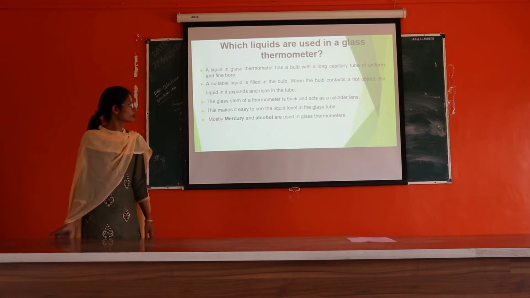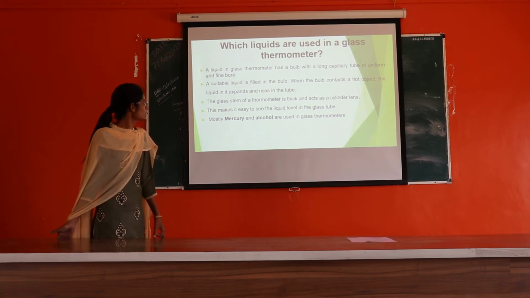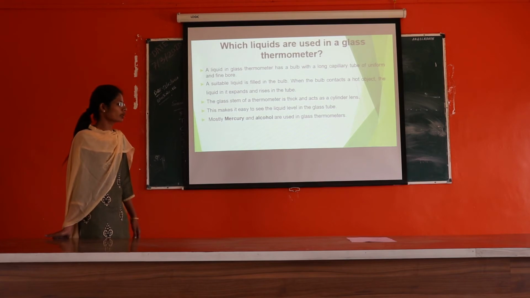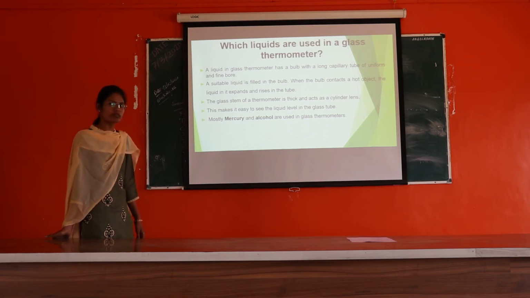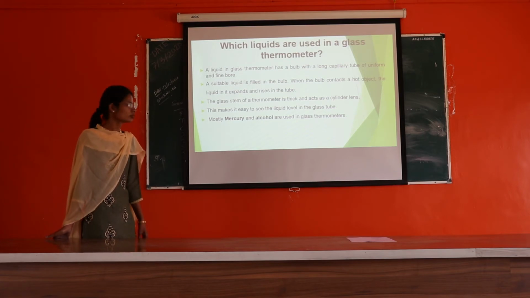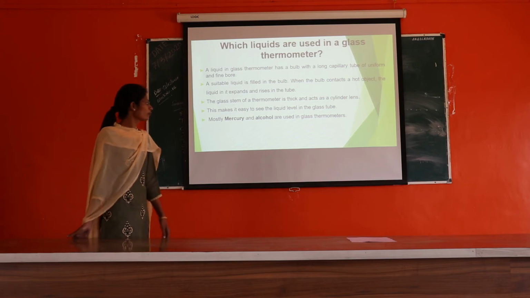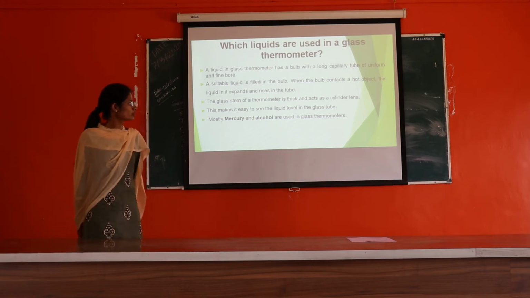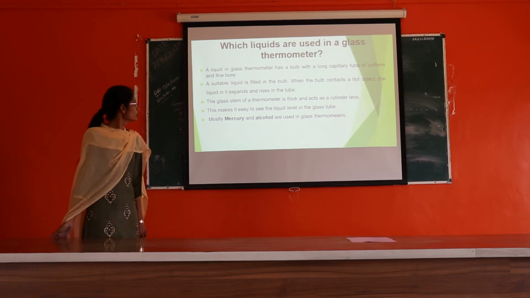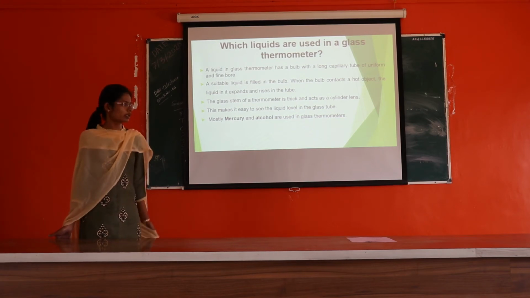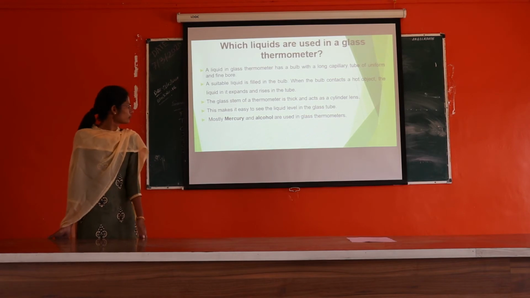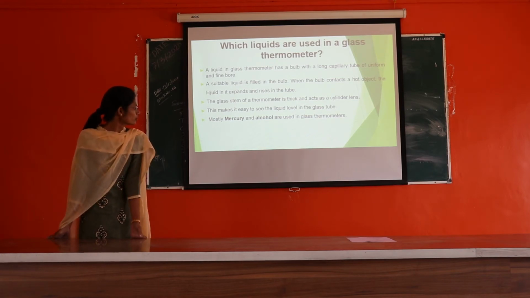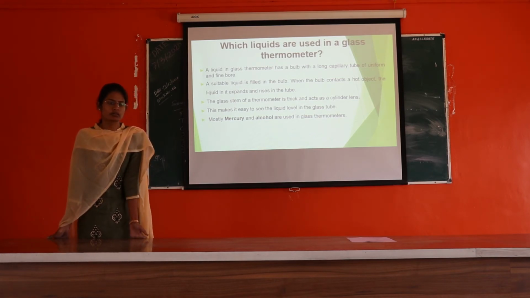Which liquids are used in glass thermometer? A liquid in glass thermometer has a bulb with a long capillary tube of uniform and fine bore. A suitable bulb. When the bulb contacts a hot object, the liquid in it expands and rises in the tube. Mercury and alcohol are used in the glass thermometers.